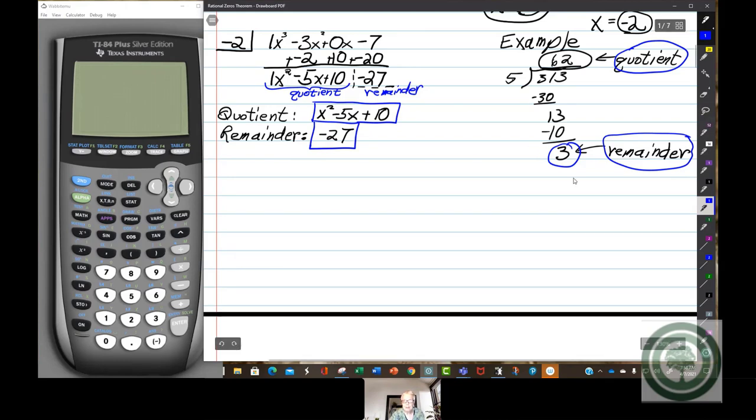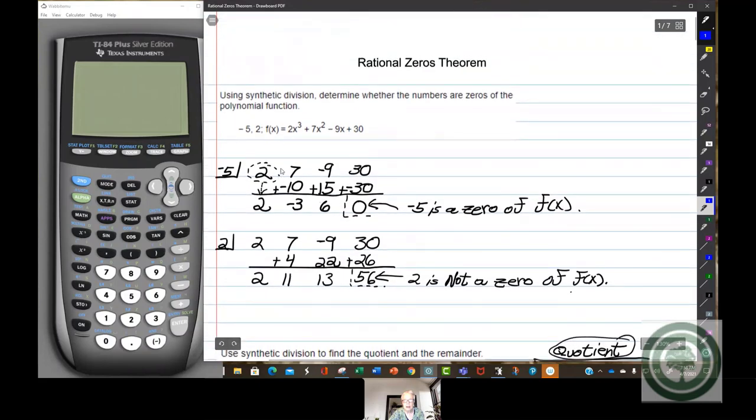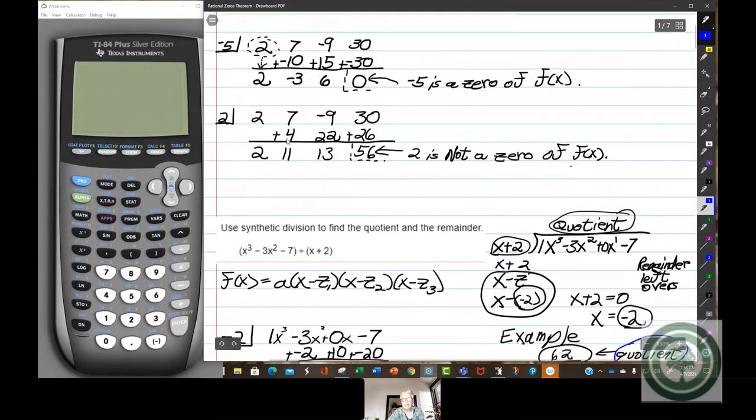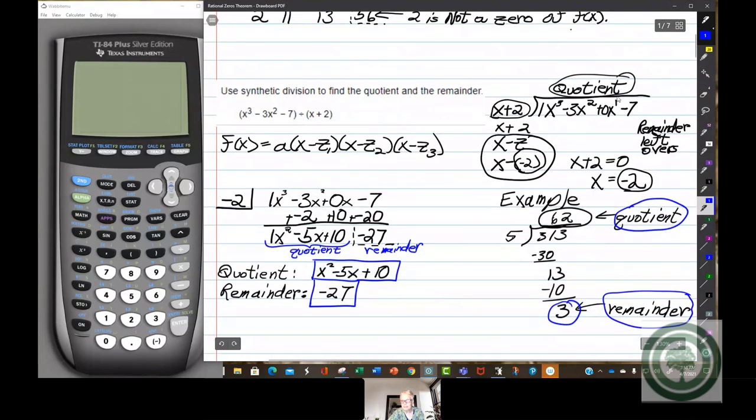Okay, now feel free to speak up. These show you how to do the basic job you're going to be doing, which is to use synthetic division to find the zeros of a function. However, it can also be used as an easier alternative to long polynomial division, which nobody really likes.